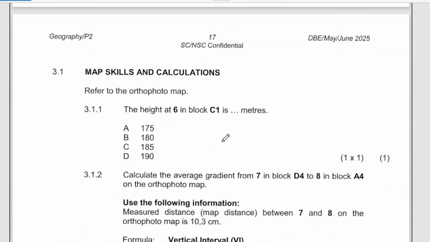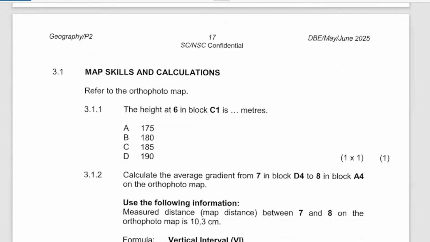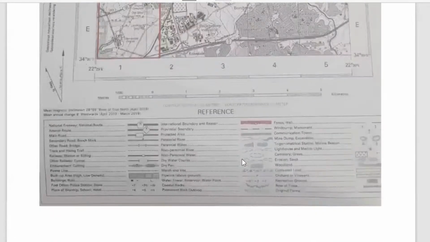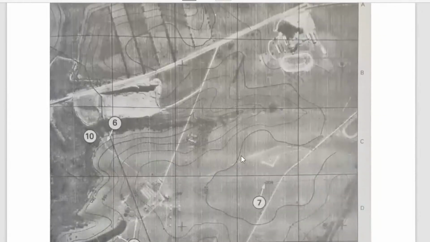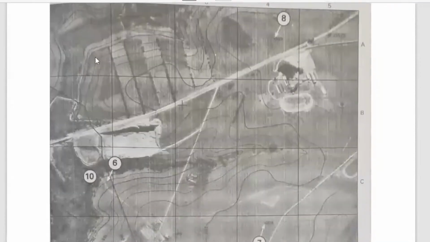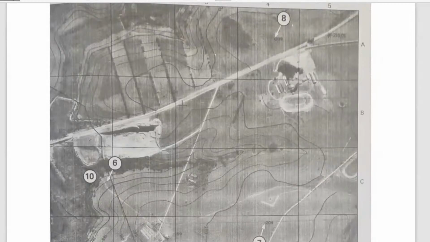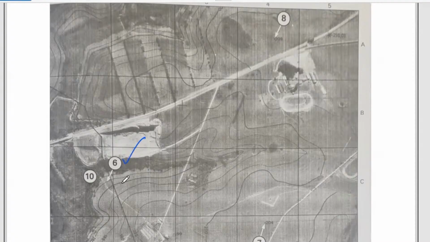The first question is on map skills and calculations. Refer to the orthophoto map 311. The height at 6 in block C1 is dash meters. Right. We check on our map to try and identify clues of height. We want to use our orthophoto map. We want the height at 6 in block C1. Our block C1 is A, B, C, and number 1. This is our 6. We want to figure out the height of this contour line here. That is what is required by the question.